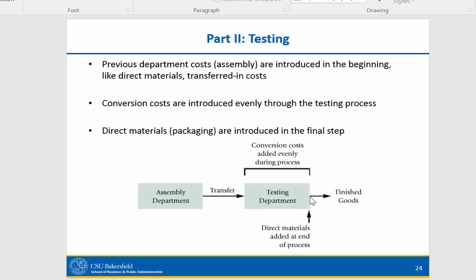Finally, we're looking at also 100% or 0%. If they are still in the testing department, then 0% for direct materials packaging. If they pass the test and are transferred to the finished goods inventory, then they are 100% complete with the direct materials costs for packaging. So we're looking at two special costs here, 100% or 0%, and the conversion one is a big spectrum from 0 to 100%, a more continuous possibility. But here it's like a binary, either 100% or 0%, in the final step. So this is the whole idea of the testing department.